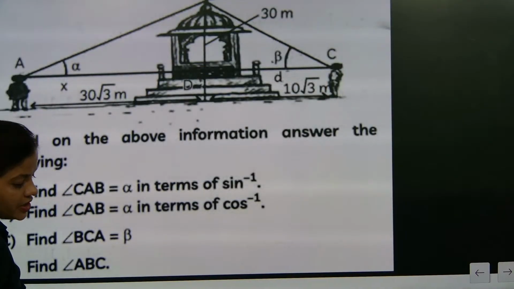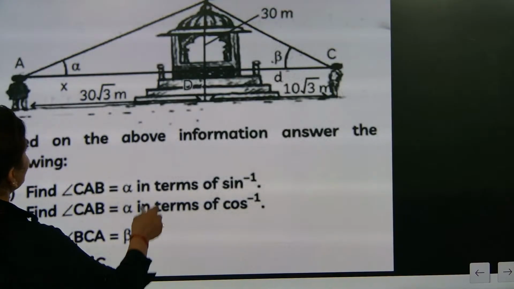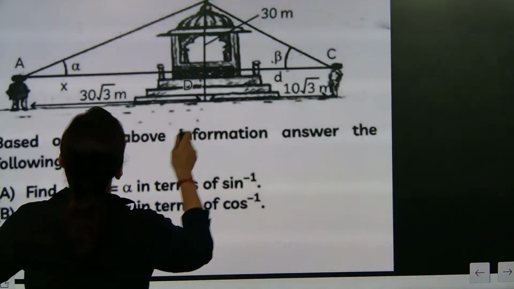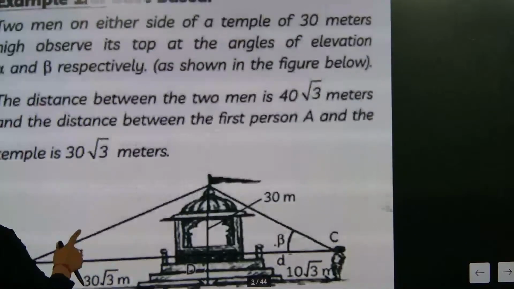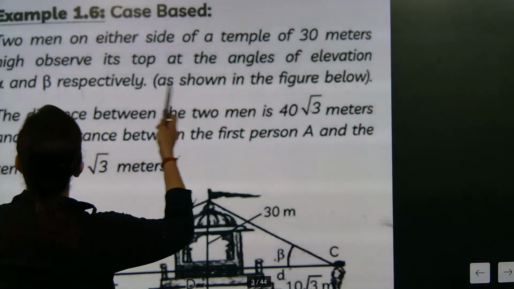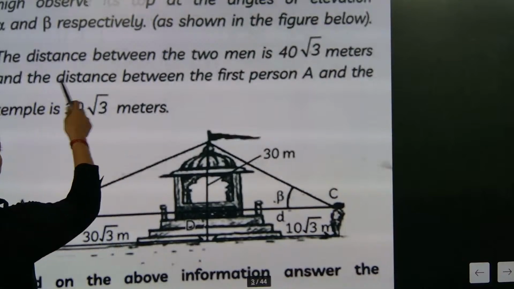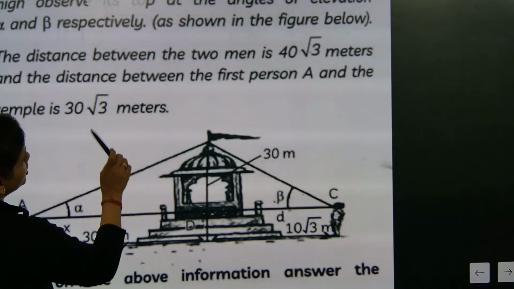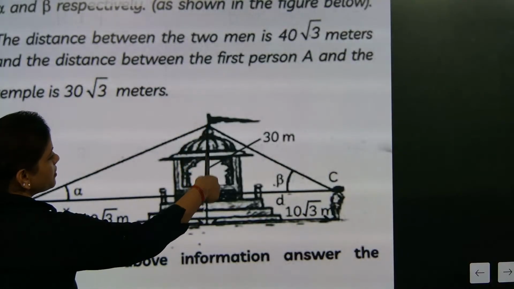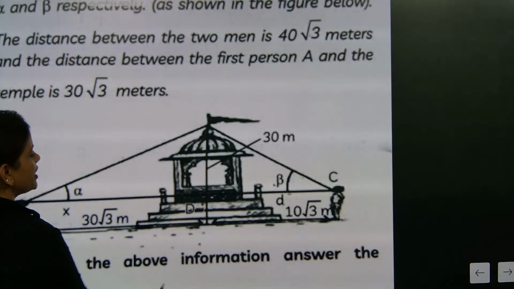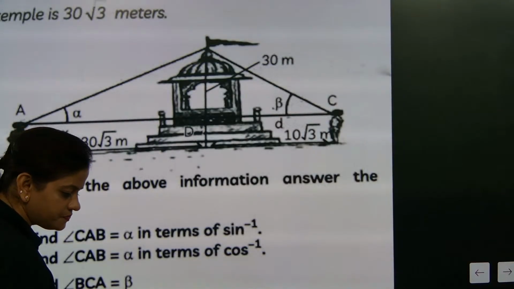So when they ask questions like these, how are you going to proceed? First we need to understand that this height is given as 30 meter. If you apply trigonometric ratios, you will be able to solve the question. Two men on either side of a temple 30 meter high observe its top at angles of elevation alpha and beta respectively. Here the two men's distance is 40 root 3, and you need to do one thing. This is exactly given: this is 30 root 3, and this height is coming as 30 meter. So if this height is 30 meter, we can directly apply and solve the question. Just check this one out.